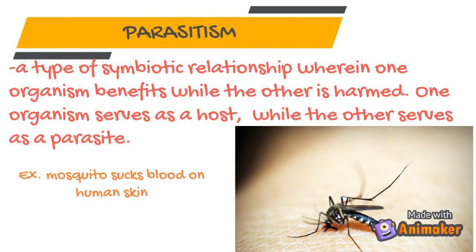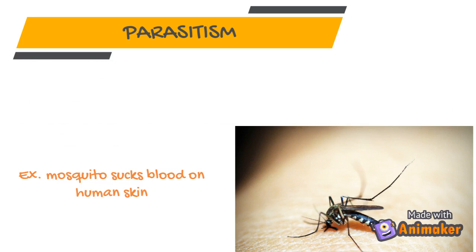Next is parasitism, a type of symbiotic relationship wherein one organism benefits, while the other is harmed. One organism serves as a host, while the other, a parasite. An example of this is when a mosquito sucks the blood of the human skin. The human skin serves as host, while the mosquito serves as a parasite. In this relationship, the mosquito benefits, while the host is harmed.